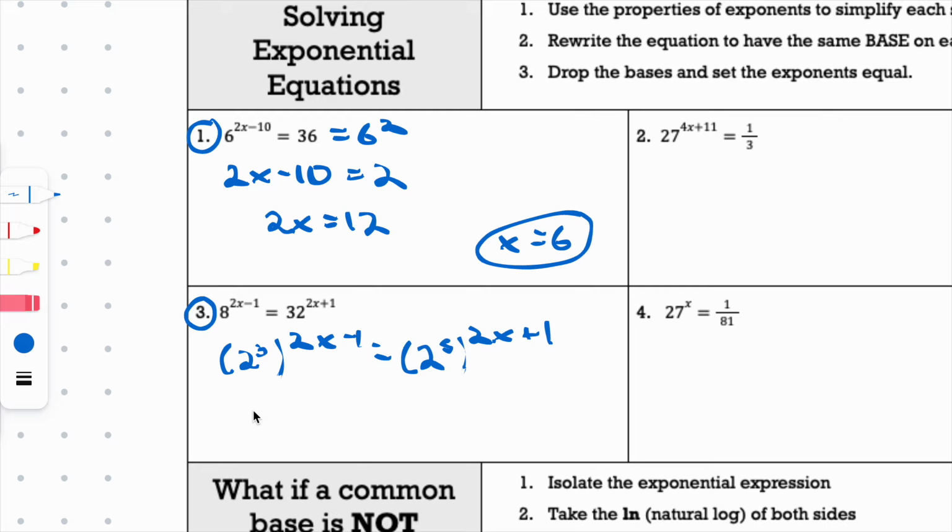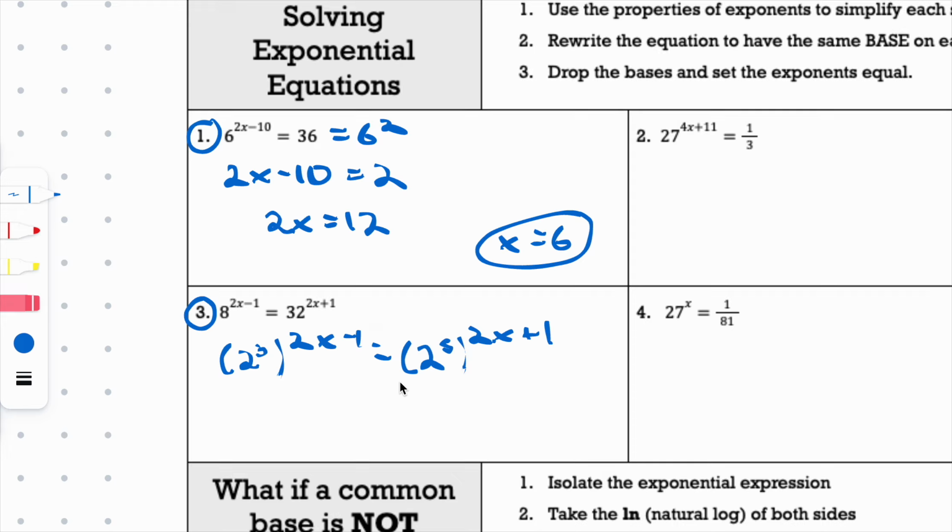At this point, what we need to do is think back to our exponent rules. Our exponent rules tell us that when we have a base raised to the m power raised to the n power, that's the same thing as that base raised to the m times n power. Essentially, when we have an exponent raised to another exponent, we can just multiply those. And so what we end up getting is 2 to the 3 times 2x minus 1 power equals 2 to the 5 times 2x plus 1 power. And we can just set those exponents equal to one another.